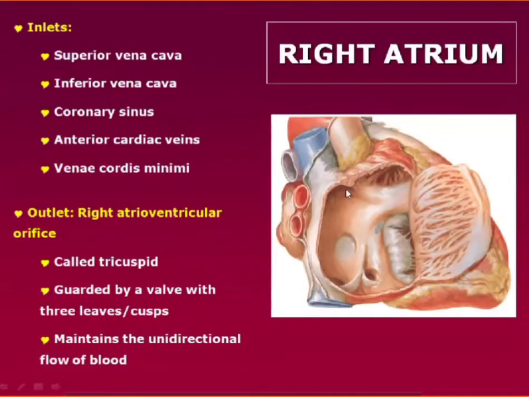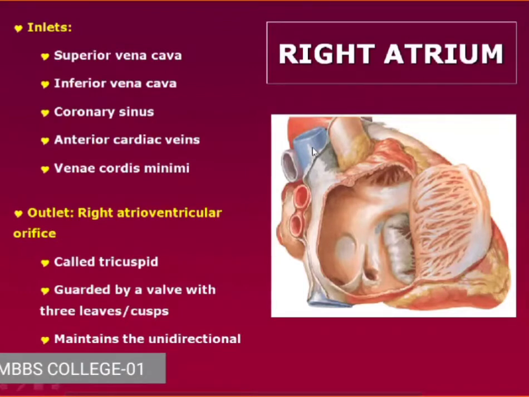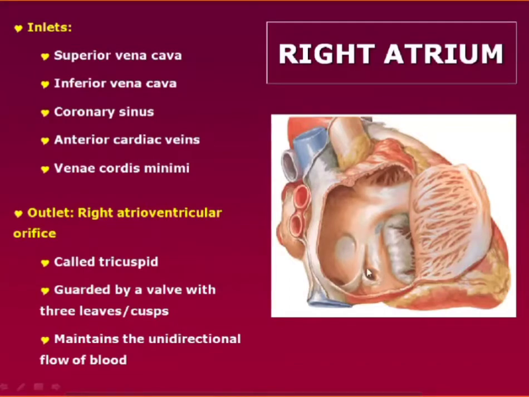So the next topic is you have to know about the inlets of the right atrium. The first thing is the external features of the right atrium, right? Then coming to the outlet, the right atrioventricular orifice. The blood is coming into the right atrium through all these inlets. What are these inlets? Superior venae cava, inferior venae cava, the opening of the coronary sinus, and also the venae cava minimi and the anterior cardiac veins.